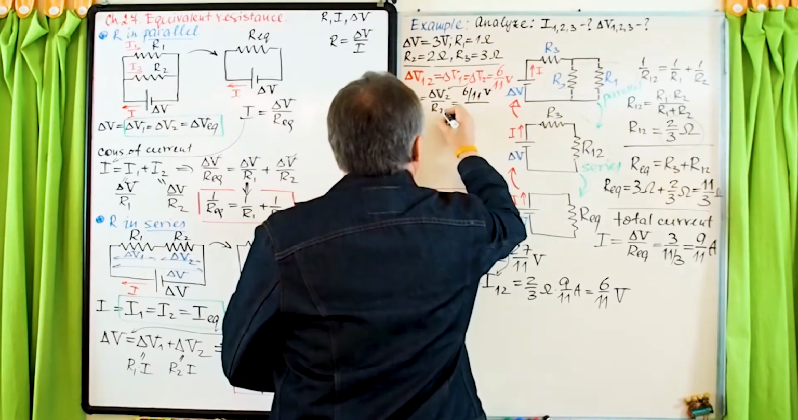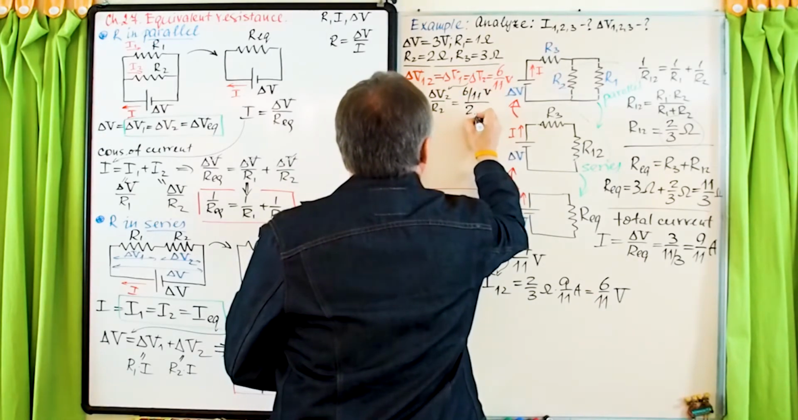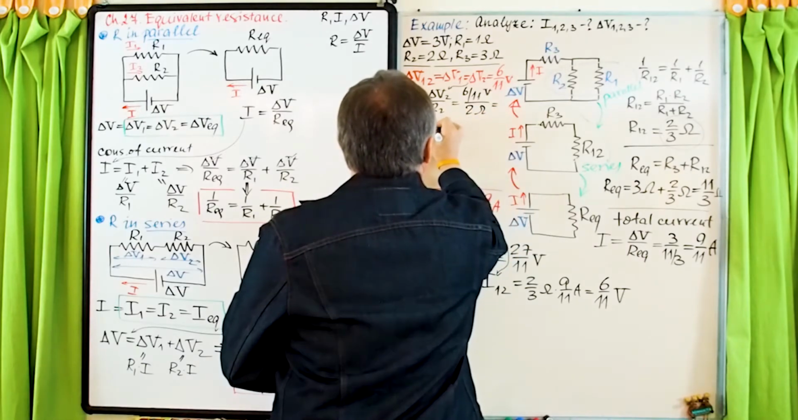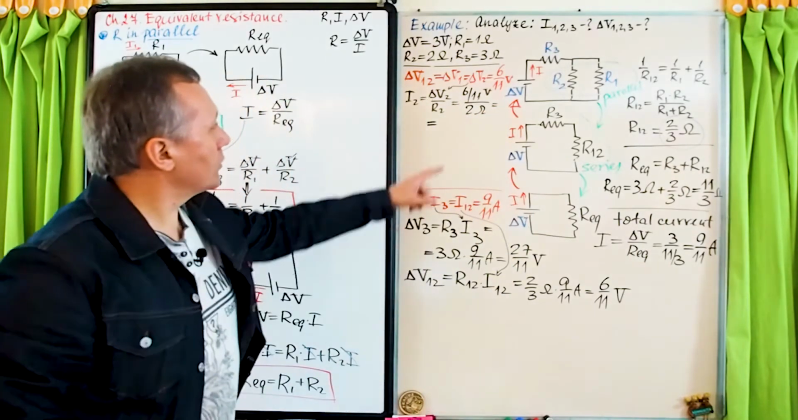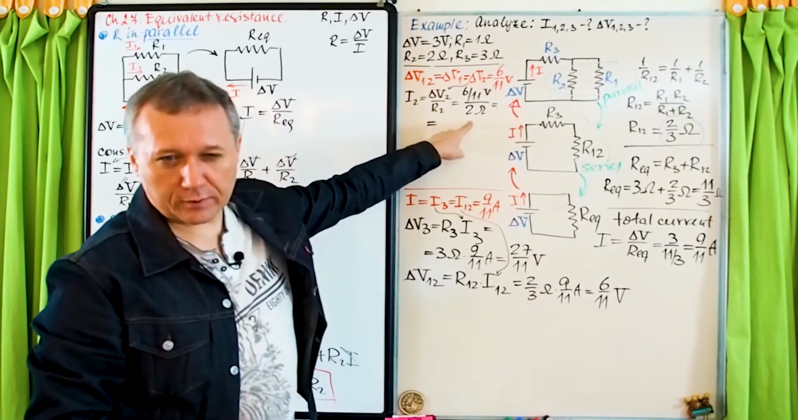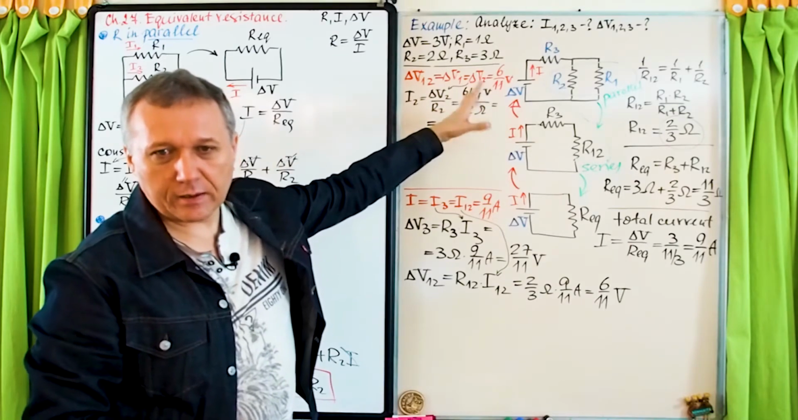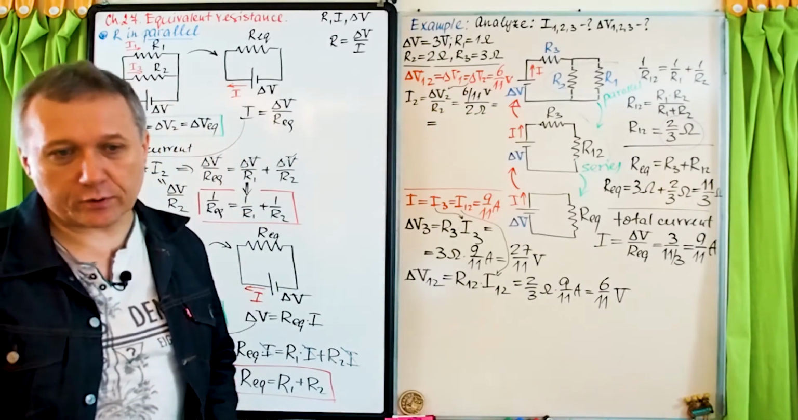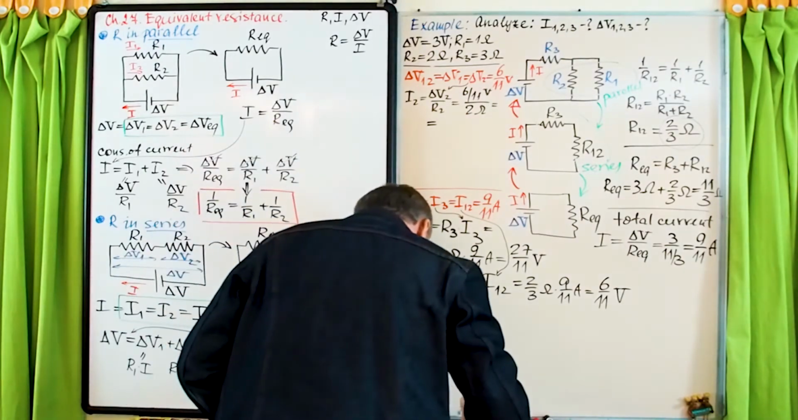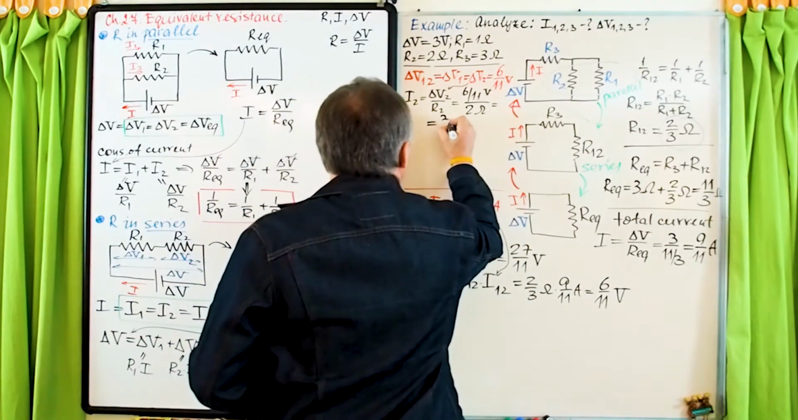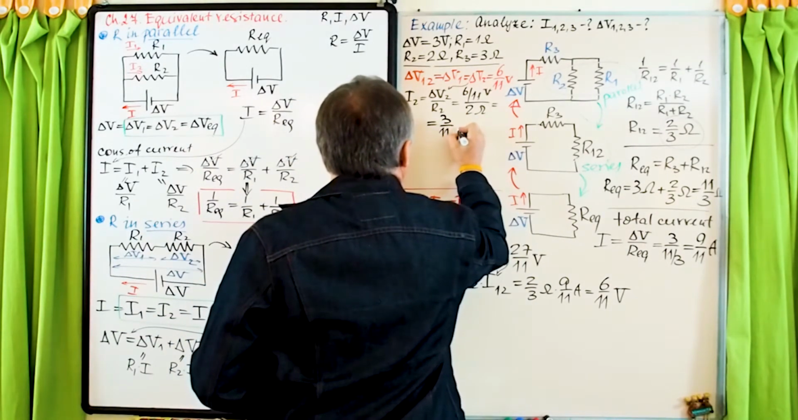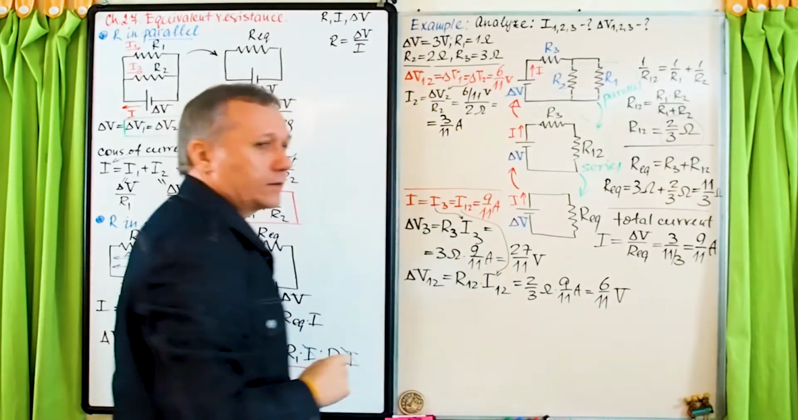Volts divided by R2, 2 ohms. So 6 and 2 get cancelled. We have 3 upstairs, and in the denominator 11. So 3 11s, right? 3 over 11 amps. So that's the current in the second resistor.